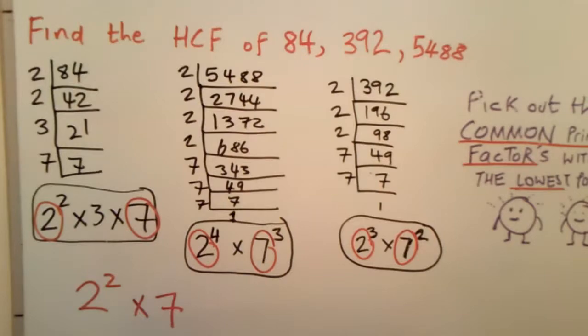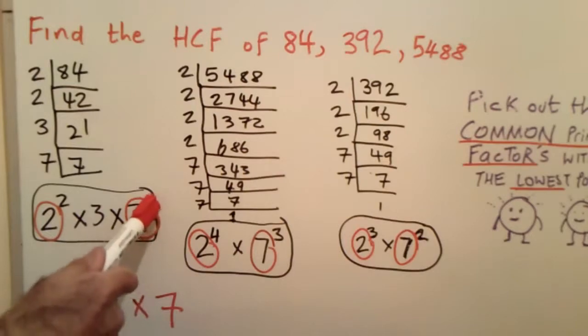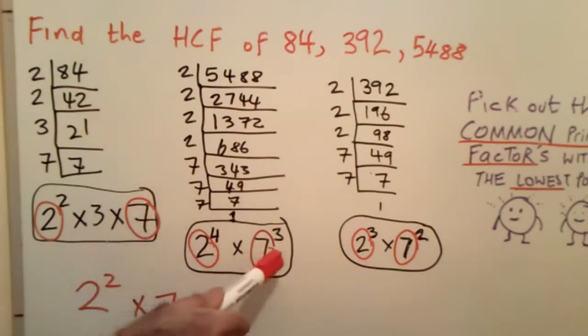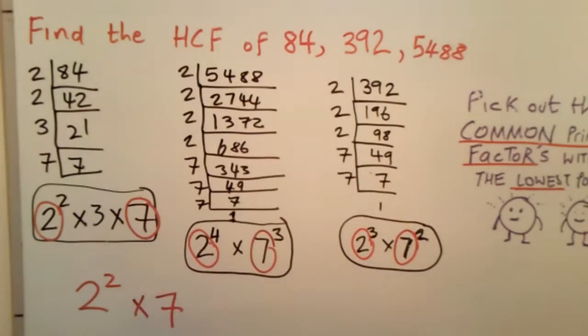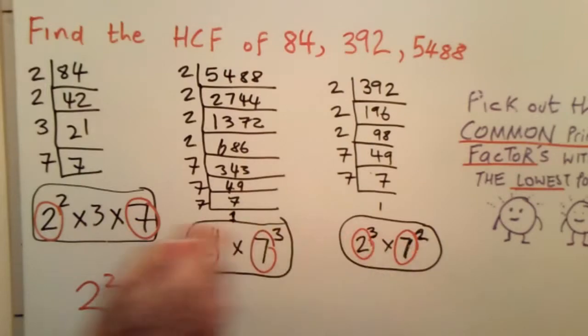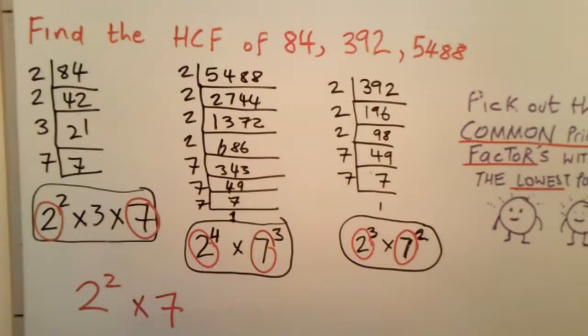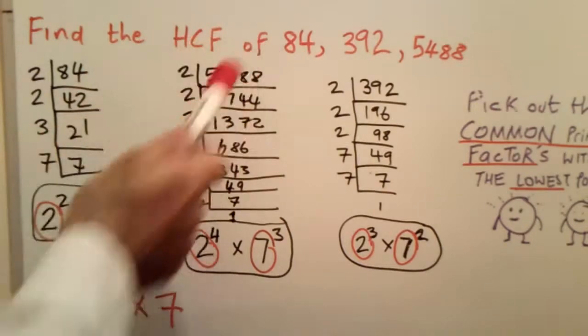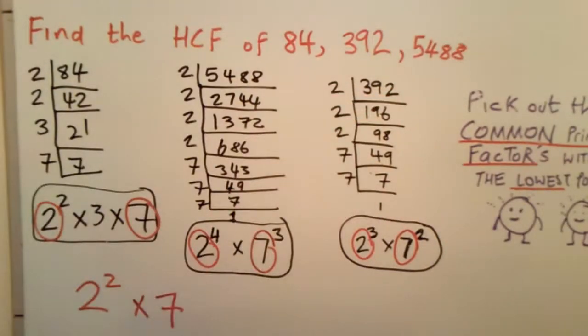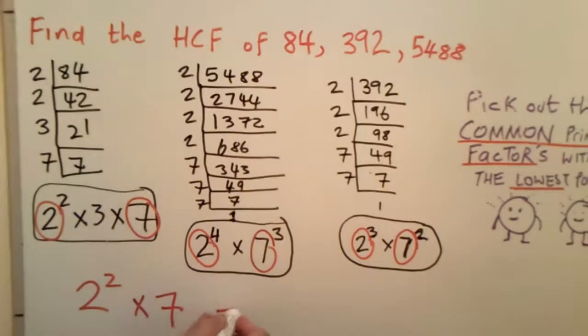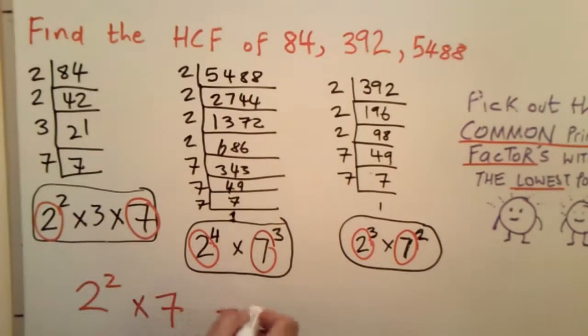Now, what is the lowest power of the 7? We've got 7 on its own here. We've got 7 to the power of 3 and 7 to the power of 2. So which one are we going to pick? Which is the lowest one? It's 7, isn't it? So just 7 on its own. So that's it. We found the highest common factor of 84, 392 and 5,488. It's 2 to the power of 2 times 7, which is 4 times 7, which is 28.